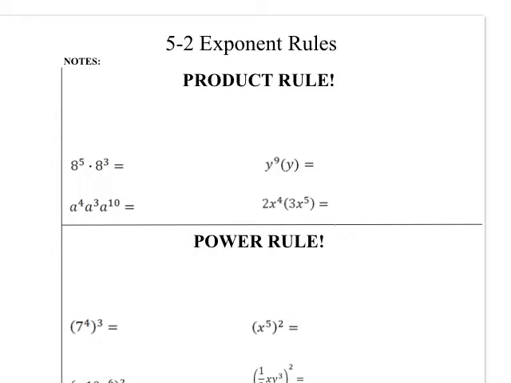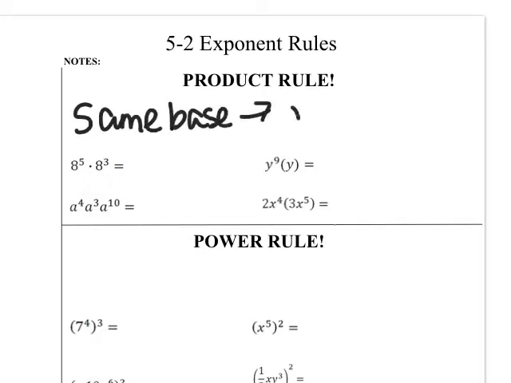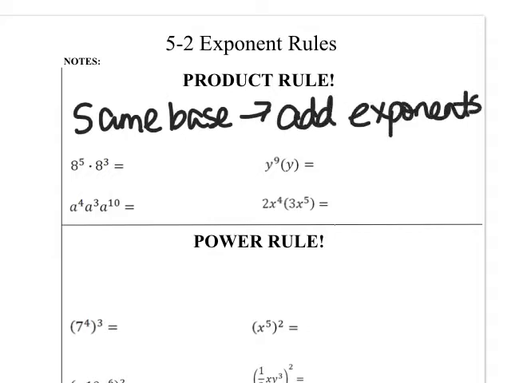So for a product rule, we remember that with the same base, we add the exponents, or add the powers. Okay, so as long as our base is the same, we can keep it there. And then all we have to do is add the 5 and the 3 together. So that in fact gives us 8 to the 8th.